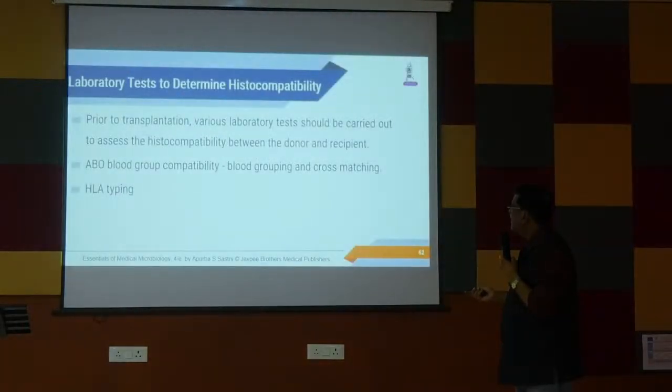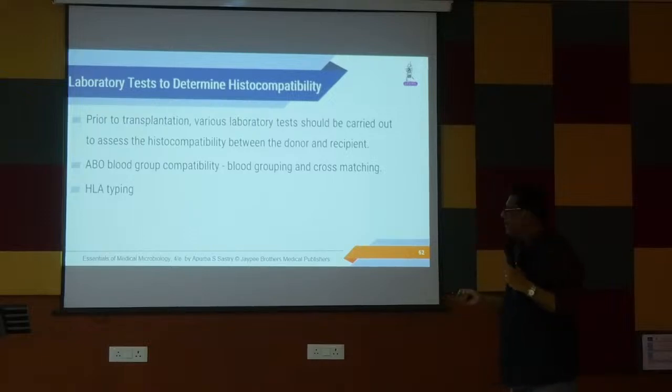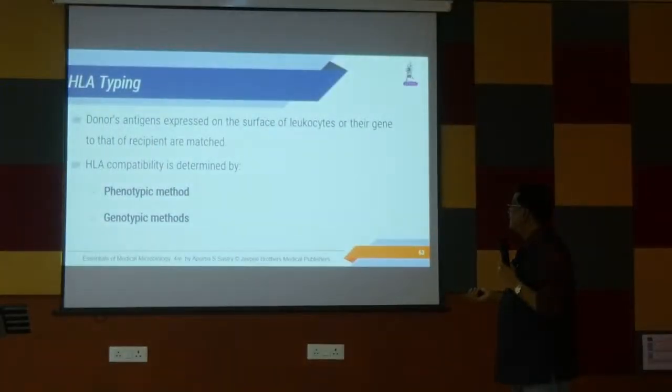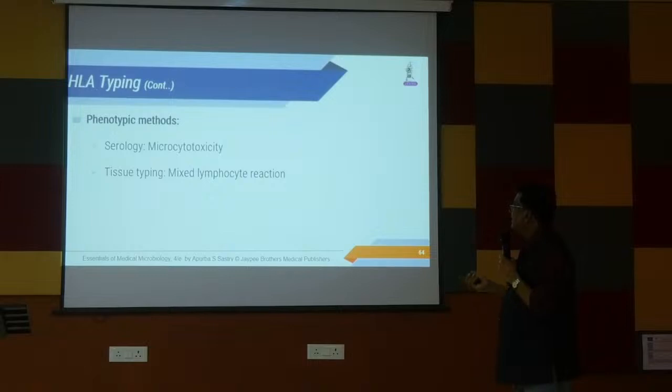How to prevent? So matching of blood group for the recipient as well as the donor, and as well as HLA typing. And now the PCR methods are also there, but the confirmatory method what we perform is microcytotoxicity or mixed lymphocyte reactions test, usually done for tissue matching.